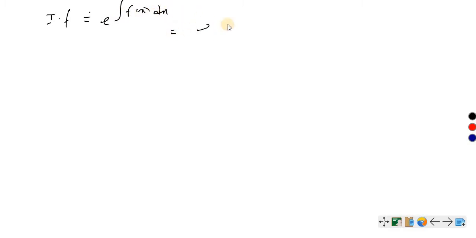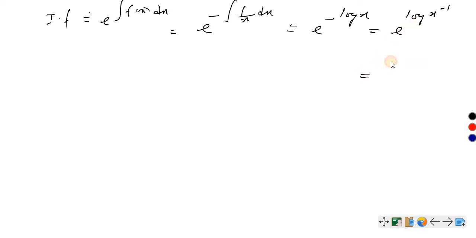What is your f of x? That is minus integration 1 by x dx. This is equal to e to the power minus integration of 1 by x, which is equal to what? Log x. And this I can write as e to the power log x to the power minus 1. So we know this is equal to what? Exponential and log will simply cancel each other, and I will be left with x to the power minus 1, which is equal to 1 by x. So this is my integrating factor.